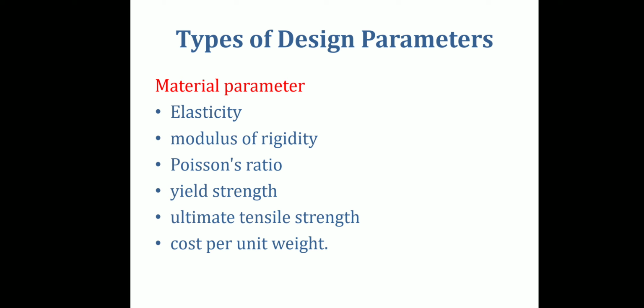The second parameter is the material parameter. The design parameter which ensures optimum selection of material is called the material parameter. To select material, parameters like density, modulus of elasticity, modulus of rigidity, Poisson's ratio, yield strength, ultimate tensile strength, cost per unit weight are to be considered.